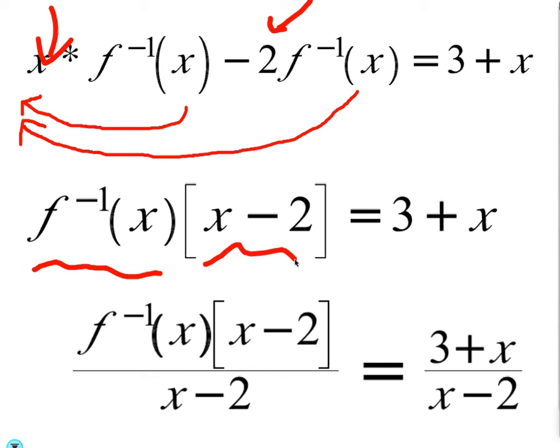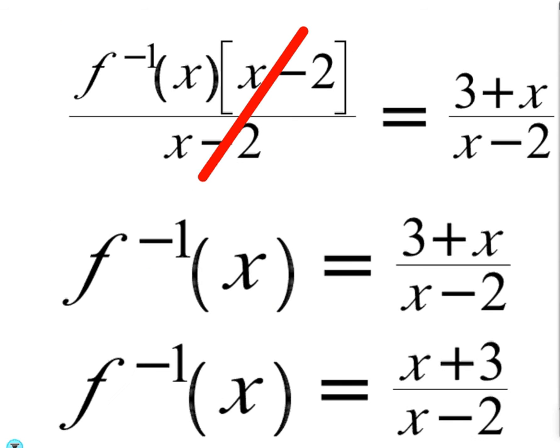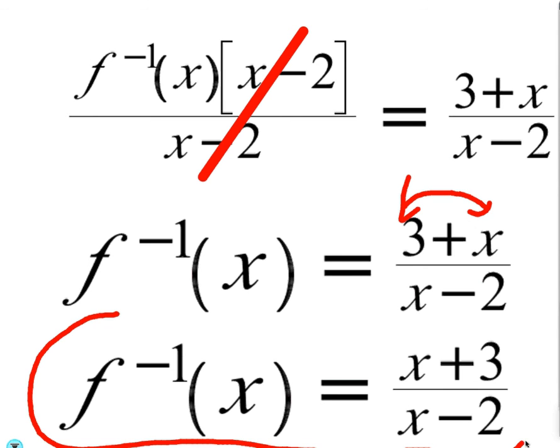And then the final step is divide both sides by x minus 2. If we do that, now we're going to have F inverse by itself. And this is going to be the final answer. And if you want to rearrange this and put the x first, your final answer will be x plus 3 over x minus 2.